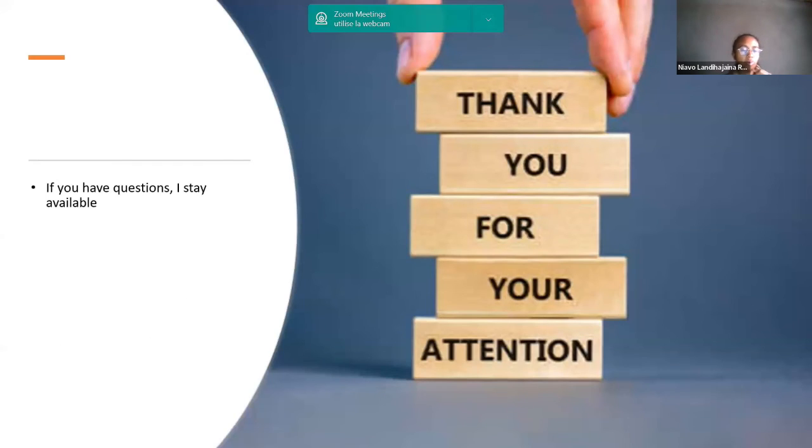That's all about my presentation. To summarize, there are different applications of the Gold Standard in agriculture, and the main objective of the Gold Standard is to ensure that the project contributes to different SDG goals.